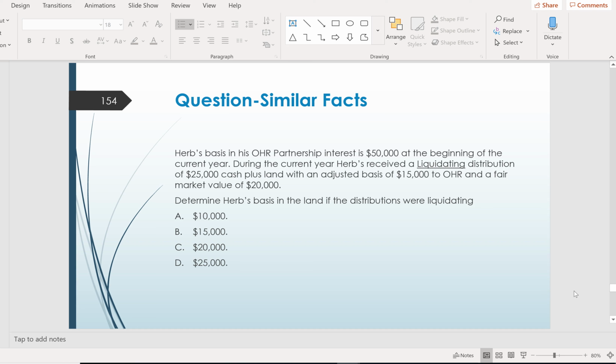Well, if this was non-liquidating, we just saw that the land would come out at basis. But now that we have to zero out Herb's remaining 25,000, we would take the land out of the partnership and give it to Herb with a basis of 25,000 because we need to zero out Herb's remaining basis. So in that one instance, since it's a liquidating distribution, Herb's basis in the land would be 25,000 and Herb would have no remaining basis in the partnership. So the answer to this one would be D.